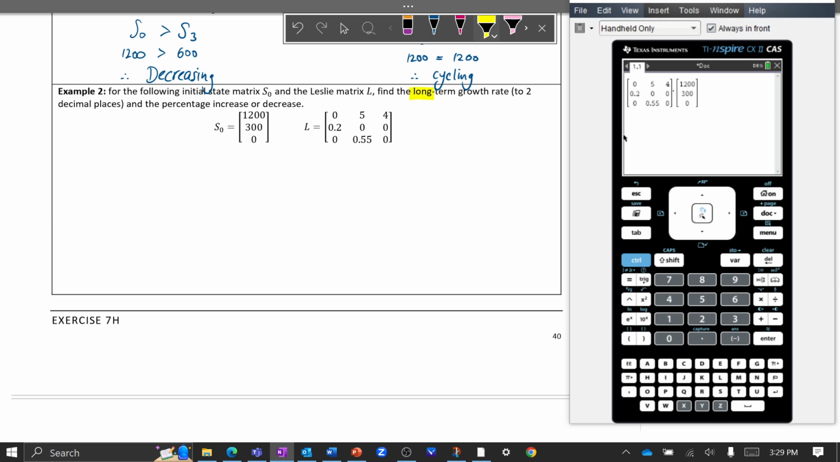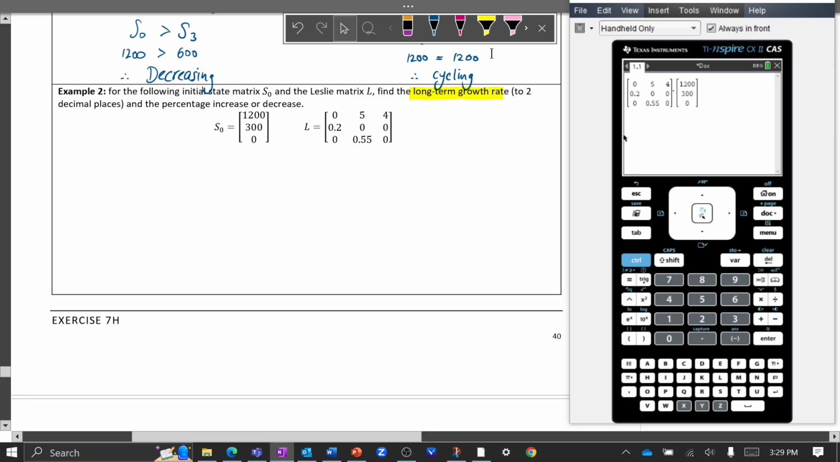What exactly is the long-term growth rate? Well, what it means is that in the long term, is our population increasing or decreasing by a certain percentage? So it might be that in the long term, this thing is increasing by 10% each year, or it might be decreasing by 3% each year. Whatever it may be, this is the long-term growth rate. How much it's increasing by each cycle. Each cycle, how much is it increasing by? And that's what we want to find out here. So let's see if we can figure that out.